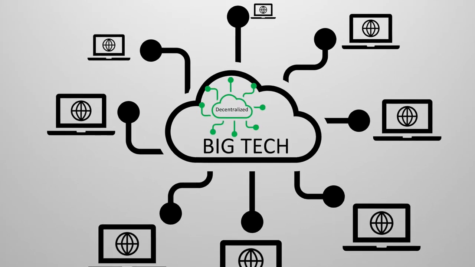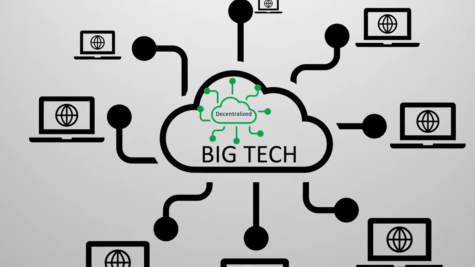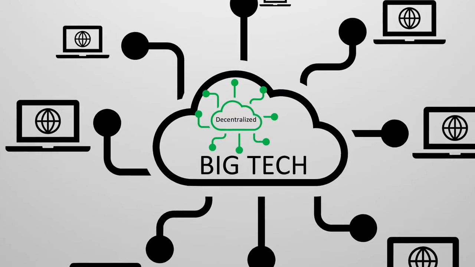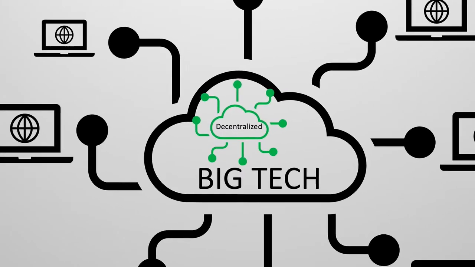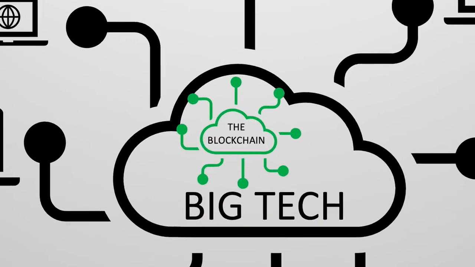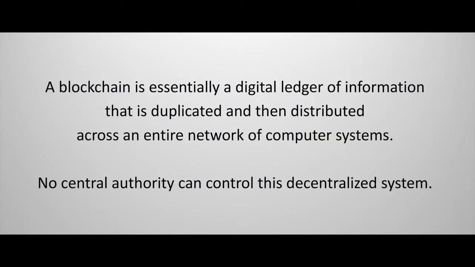We need a place where we can have information that is dispersed, taking power away from a central location or authority. We need something that is decentralized permanently, someplace where we can put information that can never be altered, deleted, or copied. And that place is the blockchain. So we can define the blockchain as a digital ledger of information that is duplicated and then distributed across an entire network of computer systems.